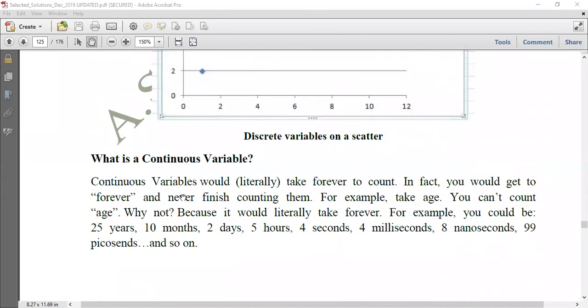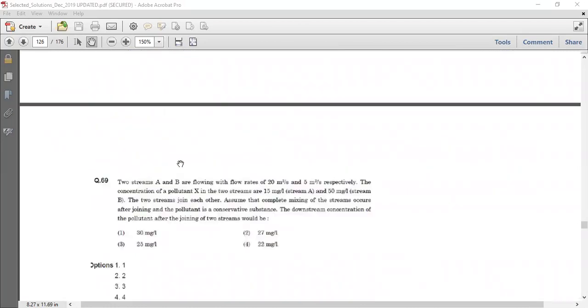Then in continuous variables, we have forever to count. In fact, you would go on forever and never finish, going on and on. For example, take age. You can't count age. Why not? Because it would literally take forever. For example, you could be 25 years, 10 months, 5 hours, 4 seconds, 4 milliseconds, nanoseconds, 99 picoseconds, and so on. So it's a sort of infinite task.